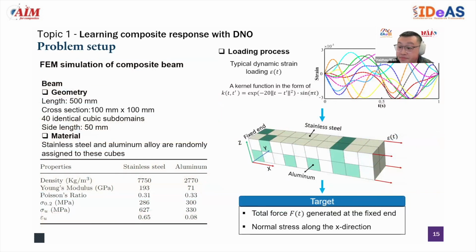So we built a beam with a composite steel and aluminum material. We gave a dynamic strain load function at the free end of the beam as the input of the simulation, and therefore there should be a response temporal force function at the fixed end, and the normal stress distribution along the x direction as the output of the simulation. After the simulation, the input and output data is given to the DON models to train.